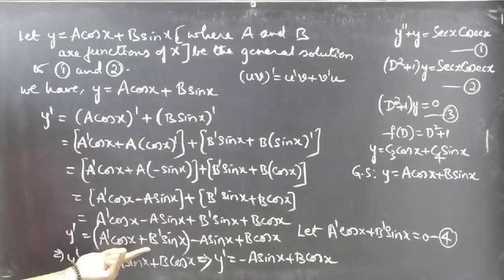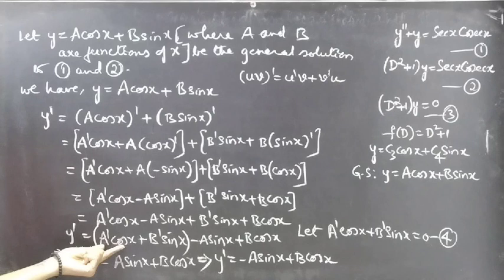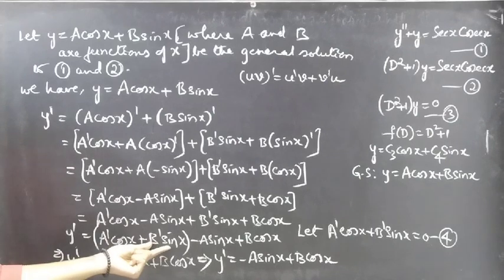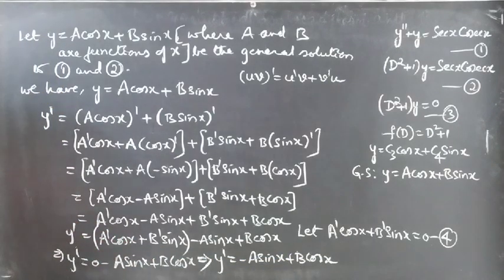See, we are taking it as 0 because while finding y double dash, a double dash and b double dash will not appear. Here we have taken a dash cos x plus b dash sin x equals 0, and we have considered it as equation 4. Later we'll use this equation to find a dash and b dash. Since we are considering it as 0, a double dash and b double dash will not appear. Fine. Now we got y dash.